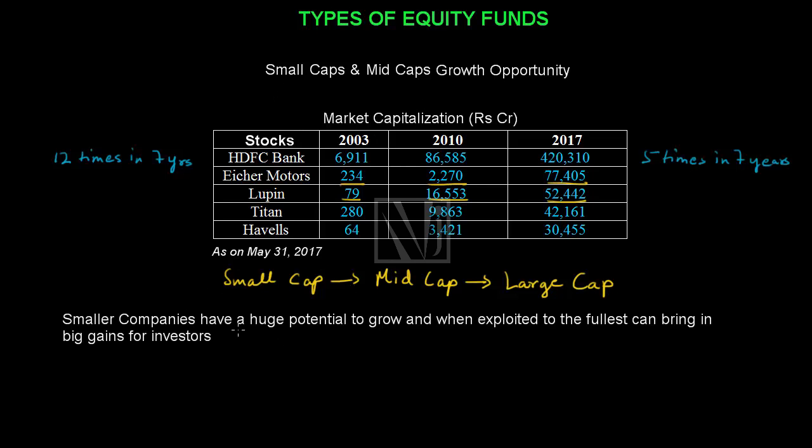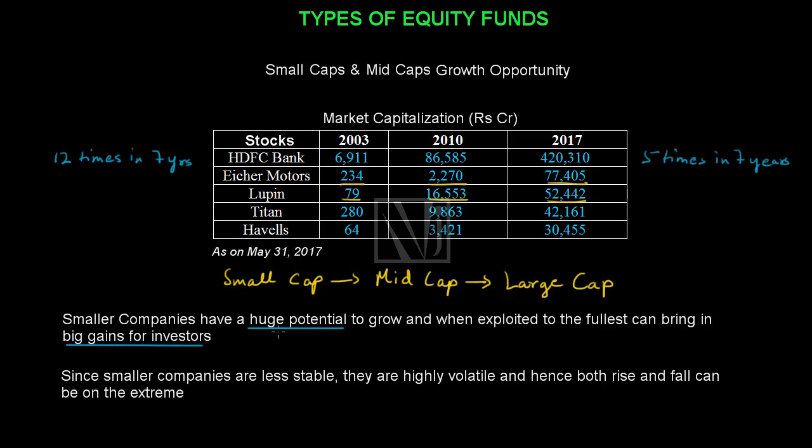Smaller companies have a huge potential to grow, and when this potential is exploited to the fullest, it can bring in big gains for the investors. But like they say, each coin has a flip side too. The returns come for a price, which is the risk attached. Since smaller companies are less stable, they are highly volatile and hence both rise and fall can be on the extreme.